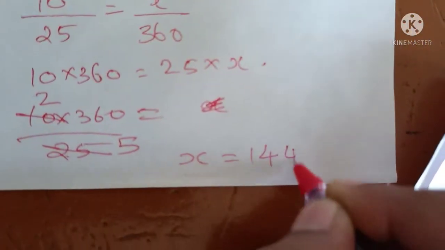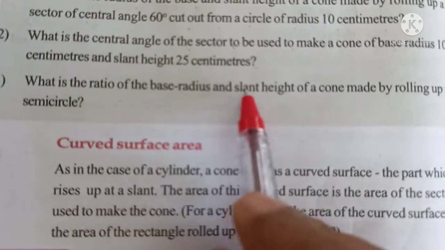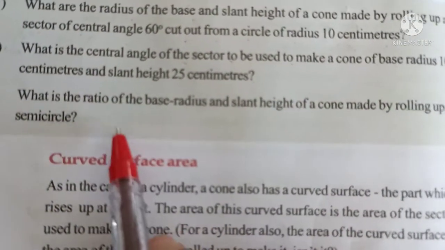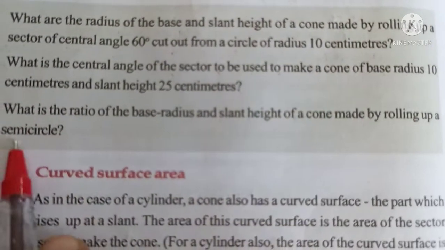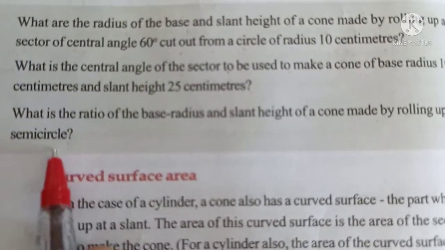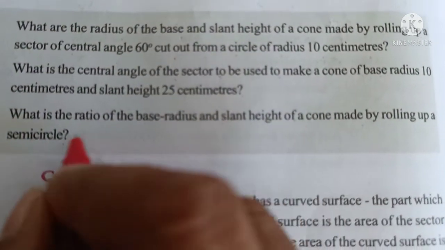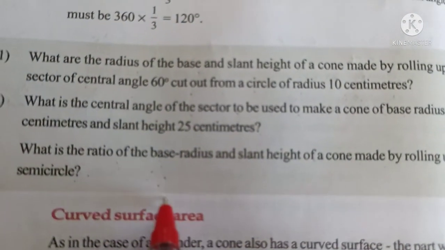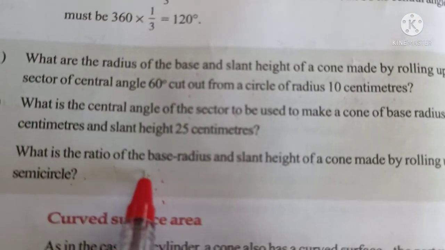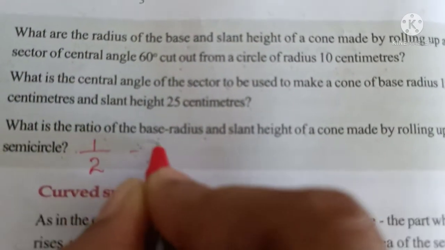That is, x is equal to 144 degree. One more question here. What is the ratio of the base radius and slant height of a cone made by rolling up a semicircle? So what is the central angle of a semicircle? Central angle of a semicircle is 180. So 180 by 360 is equal to 1 by 2. So that is the ratio between base radius and slant height. So the ratio is 1 by 2 or 1:2.